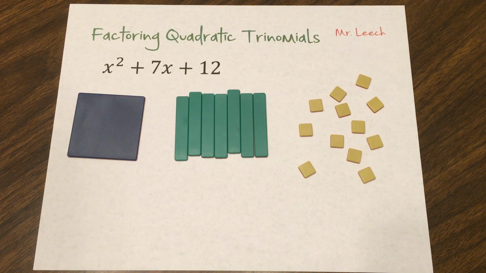So we have x squared plus 7x plus 12. If you think about the answers from the previous video, they were rectangles. The x squared, the x's, and the constants work together to form a rectangle. And that's what we need to do today.